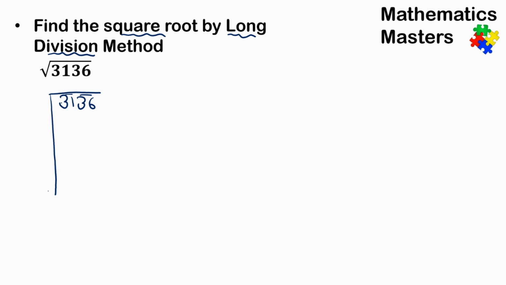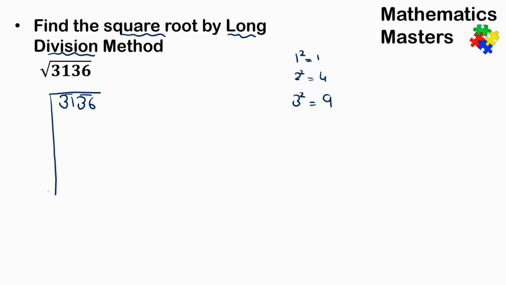So we'll look at the 31 first, but as a pair; we'll not see 3 and 1 as individual numbers. It becomes a pair now. And we'll try to say the squares in our mind. So the square of 1 is 1, which is smaller than 31. Now the square of 2 is 4, which is also smaller than 31. Square of 3 is 9, and 9 is also less than 31.